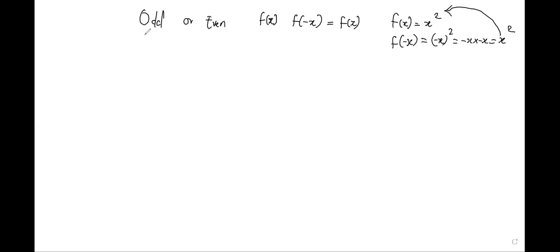Then when it is odd, if it is odd function, you can say if a function is odd, right? If you take the negative inside, it should be minus of the function itself. So if this is the case, you can clearly say that that means that you have an odd function. A perfect example is f of x is equal to x cubed.